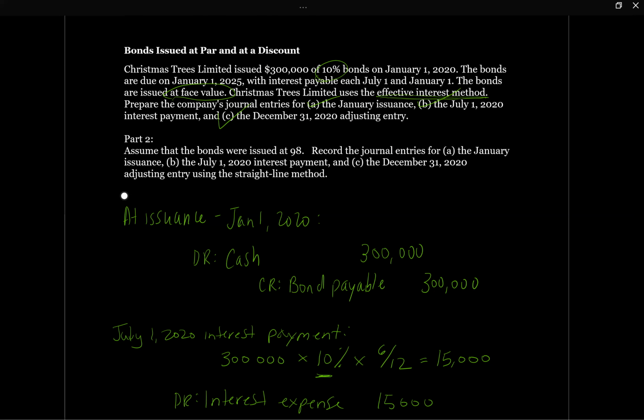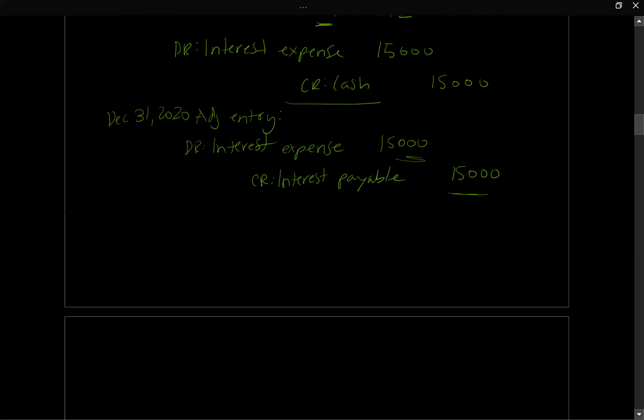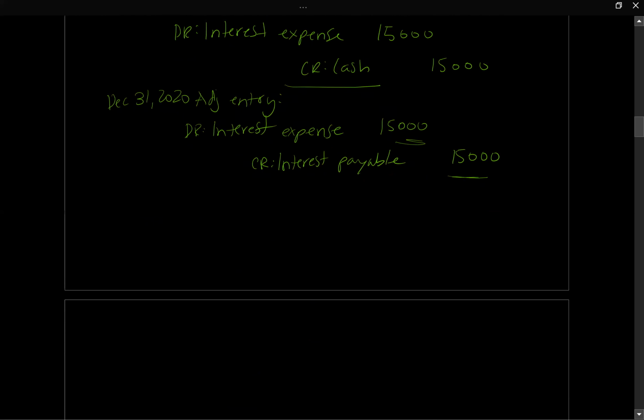It's not permitted under IFRS. Companies that report under ASPE can elect to use the effective interest method, but they are permitted to use the straight line method. So here we're told the bonds were issued at 98. So the bonds are no longer issued at par. So what does it mean that they're issued at 98?